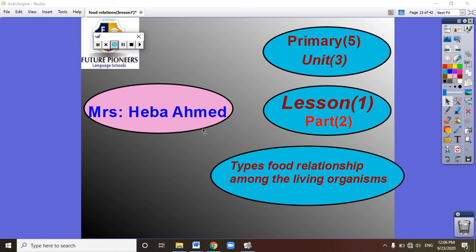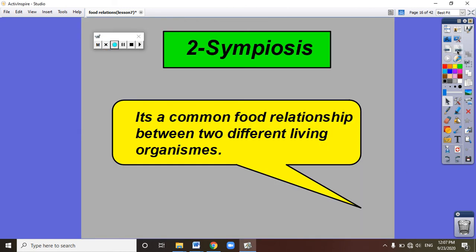Today we will take part 2 from lesson 1 in unit 3, which is talking about food relationships. In the first part, we took the predation food relationship, and we know the meaning of predation. We took predation in plants and in animals, and we know the ways that animals escape from their enemies by camouflage and mimicry. Today we will take food relationship number 2, which is called symbiosis.